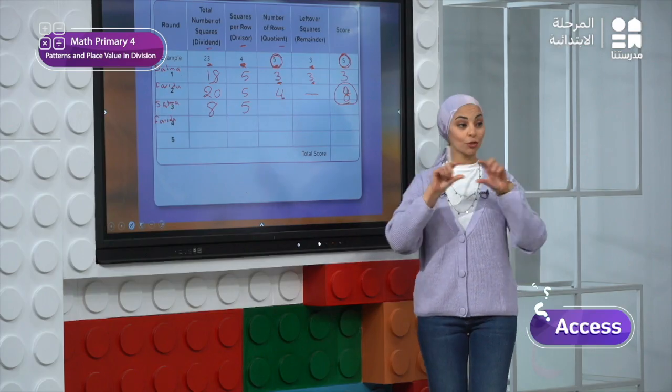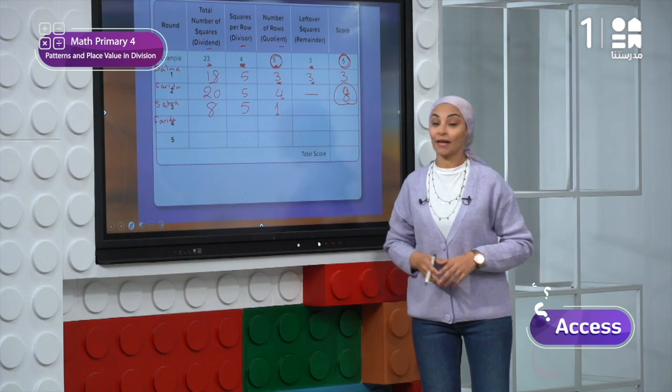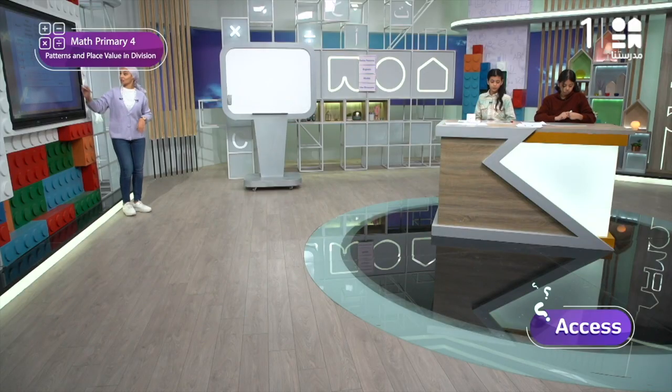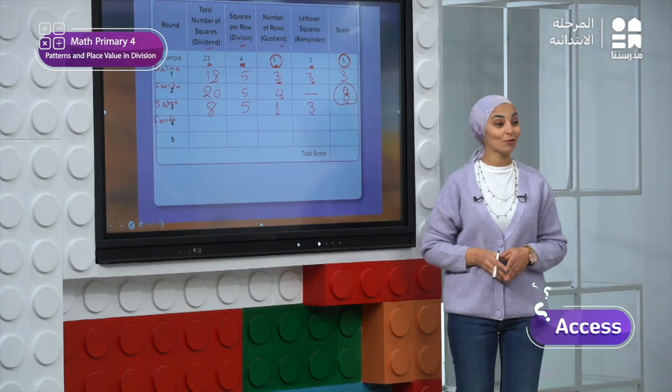And then when you draw the rows, how many equal rows do you draw? 1. You draw 1 only? Yes. Okay, 1 row only. And do you have any remainder? Yes. How many squares? 3. You have 3 remainder? Yes. So I will write it here. 3 remainders. What about you يا فريدة?